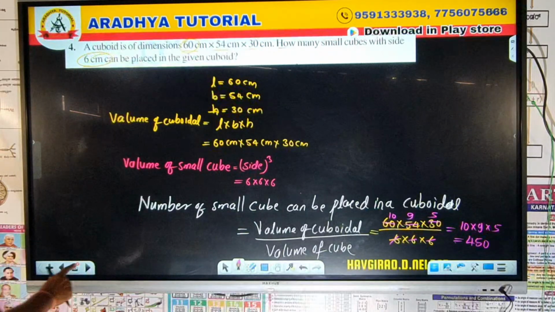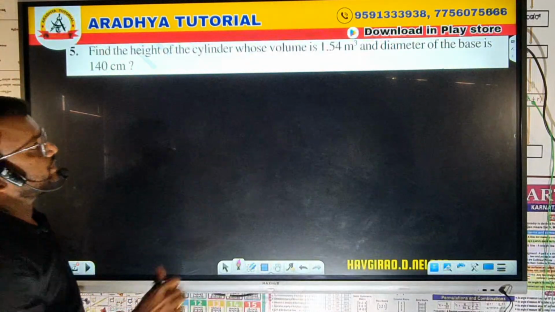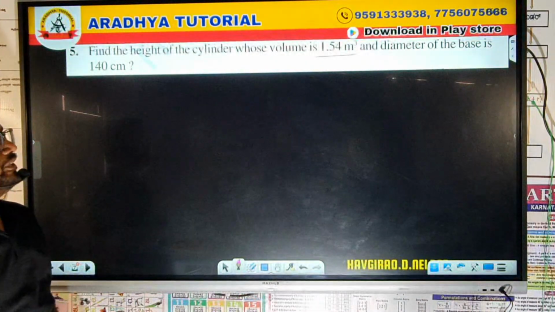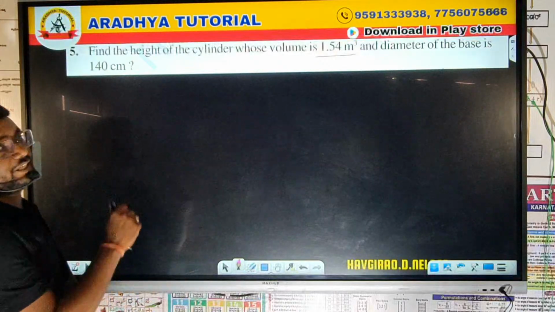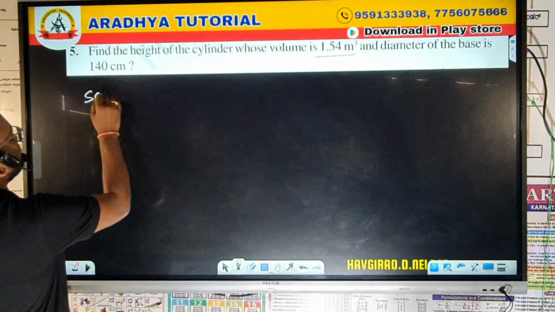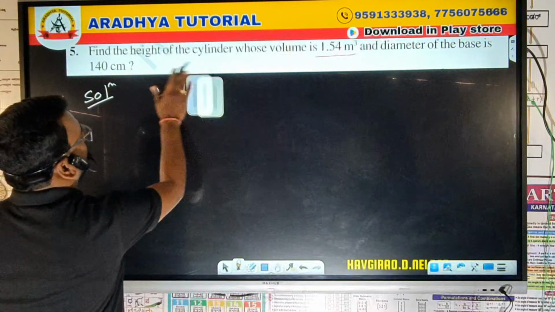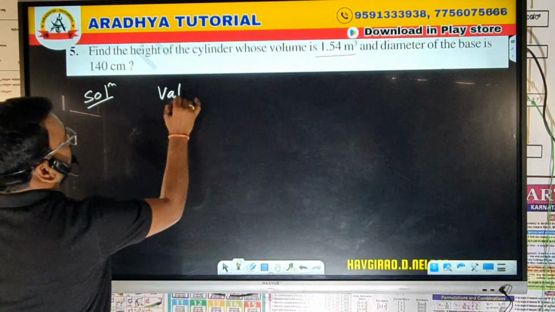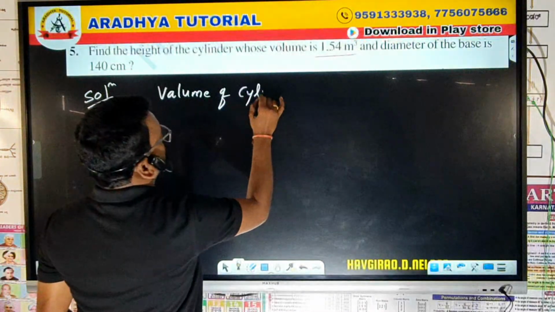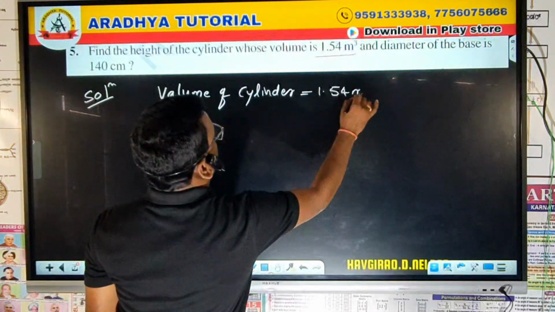Next question, fifth one. Find the height of the cylinder whose volume is 1.54 meter cube and the diameter of the base is 140 centimeter. First write here the given data. Volume of cylinder is 1.54 meter cube.